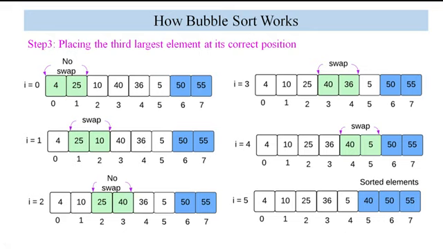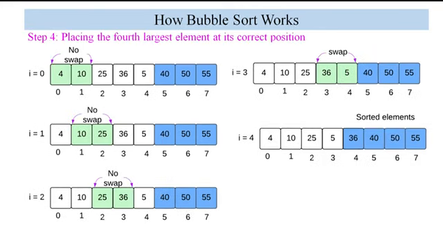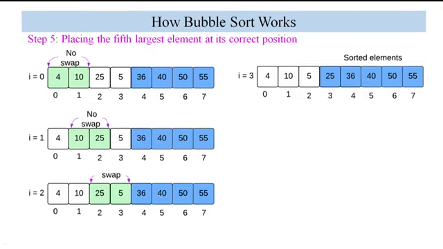So that is the end of pass 3 or step number 3, and the same process is repeated for the next pass. Now the fourth largest element is placed at its appropriate place, as we can see in the last diagram. This process is repeated, in fact, n minus 1 passes. If we have n number of elements, this process is repeated n minus 1 times. For example, if we have 10 elements, a total of 9 passes are required in the worst case.